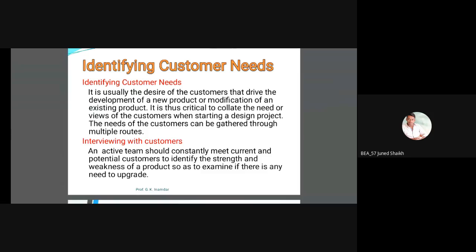Okay, definitely we will get an opportunity. Now it is thus critical to collect the need or view of the customer when starting a design project. The need of the customer can be gathered through multiple sources, or multiple routes. Now, for studying the customer satisfaction, we have to find out what is actually the need of that person. Okay, so already we have discussed, suppose winter season is coming, suppose rainy season is coming, as per the season, some products are required or some products demand gets asked from the customer.